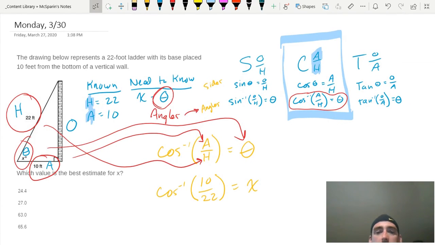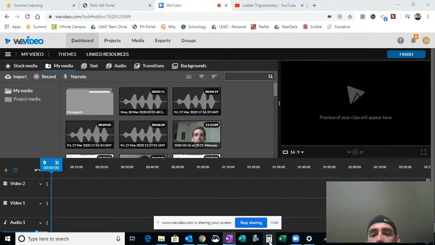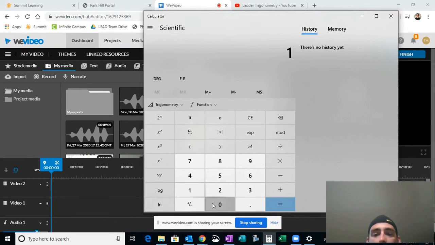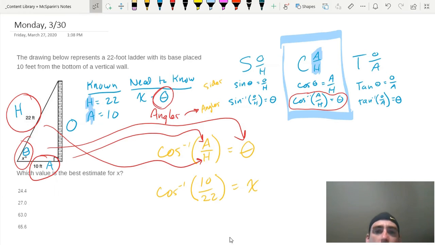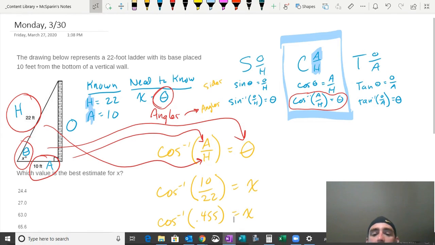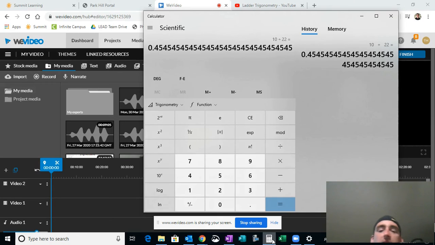Now it's just calculator work, guys. So let's go ahead and get on my calculator. I need to do 10 divided by 22. 10 divided by 22 equals 0.455. So I can write inverse cosine of 0.455 equals x. Now remember, I've already got that 0.45, and it's actually 454545. I've got that on there, so I don't need to retype it.